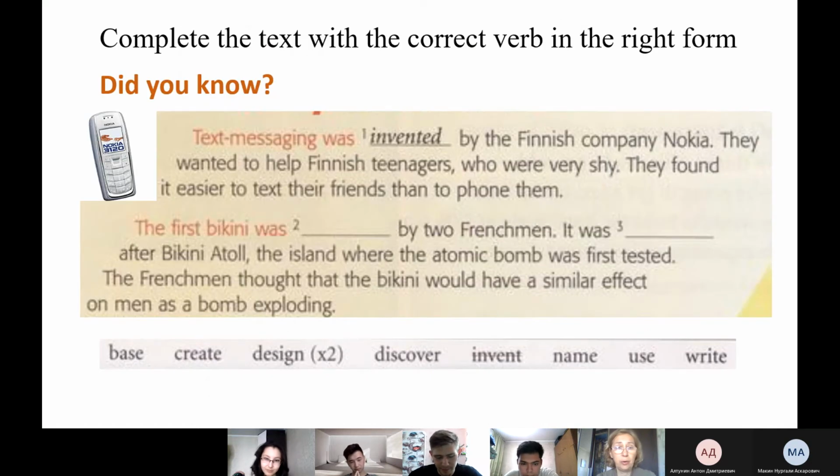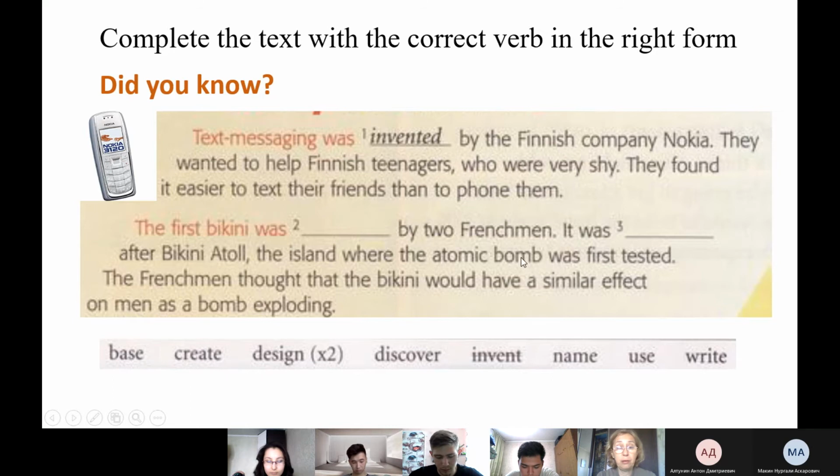And now one more thing we need to do is to read some more information about different kind of inventions. And we should complete the text with the correct verb in the right form. The right form, it means that we need to use these verbs in the passive voice. The verbs are given at the bottom of the page. Base, базироваться, create, создавать, design, придумывать что-то, придумывать дизайн, discover, открыть, invent, изобрести, name, называть, use, использовать, write, писать что-то.